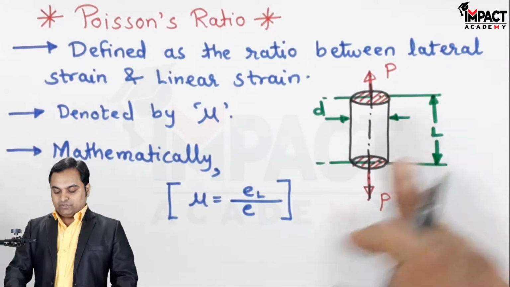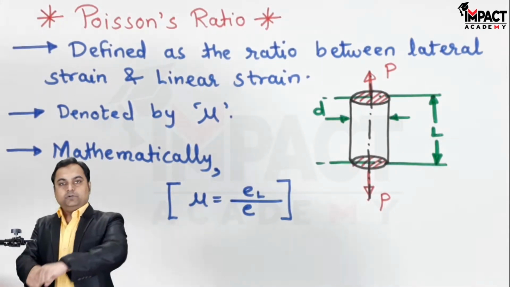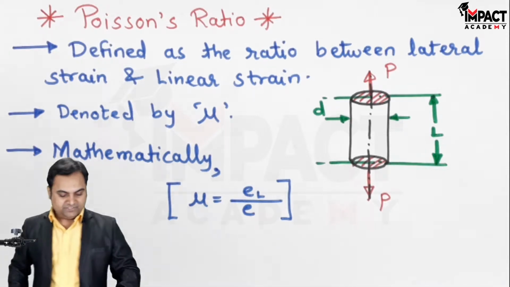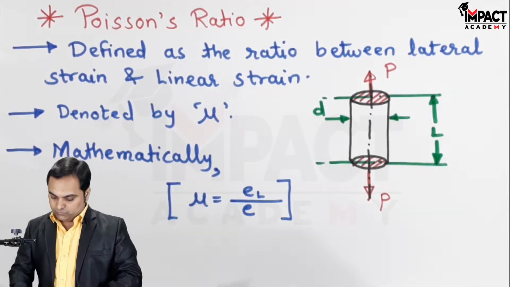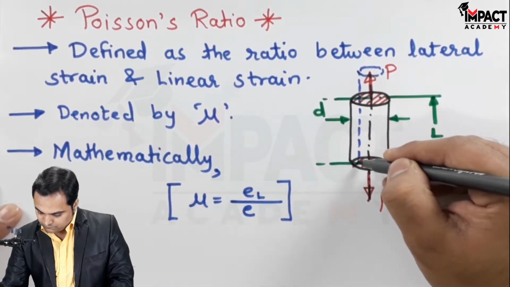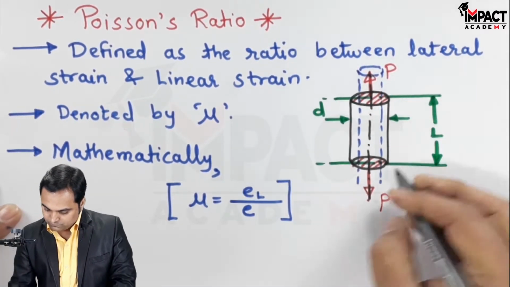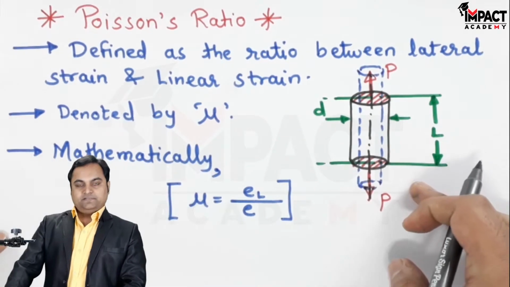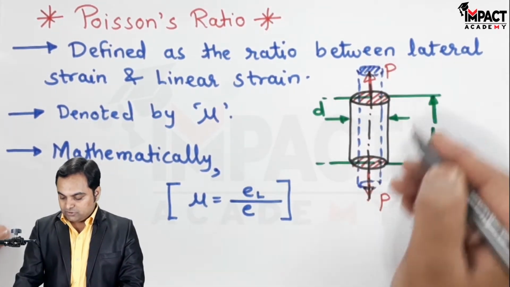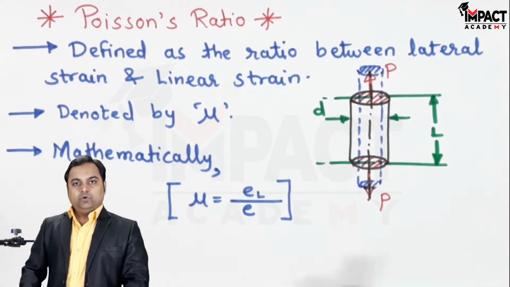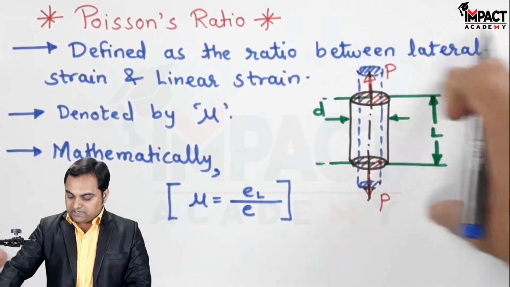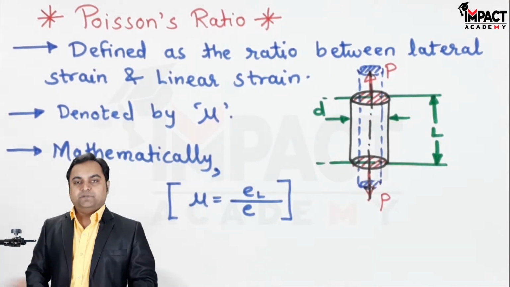Now under the action of this pull type of load, because of the rod being pulled, the length increases but the diameter decreases. So here we can see that the length has increased whereas the diameter of the rod has decreased. So in order to understand linear and lateral strain, see the load is parallel to which dimension. This is the simplest approach.